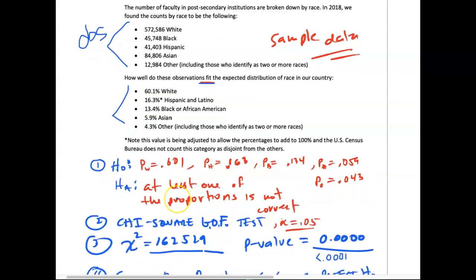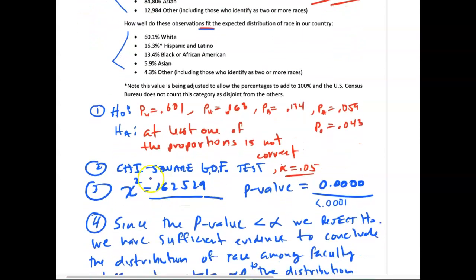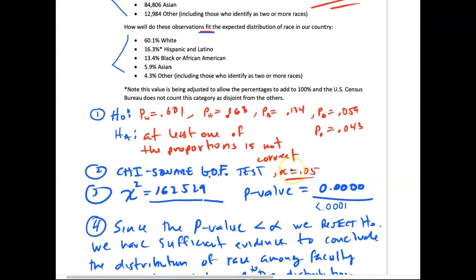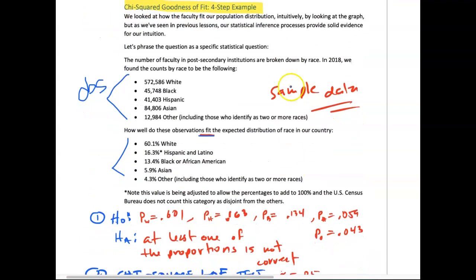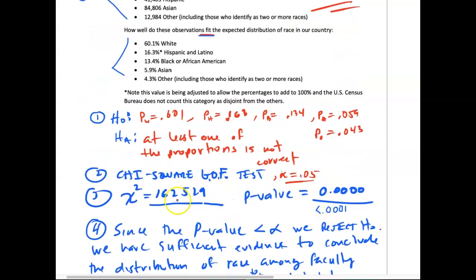The alternative is that at least one of these is not correct. It doesn't match up, it doesn't fit. And so the alternative is the same every time: that it doesn't match up. We'll run the test. You'll get a goodness of fit test. Step two, what is the test? Alpha level 0.05. I don't think we've said that. So we'll state that there, if it's not stated.